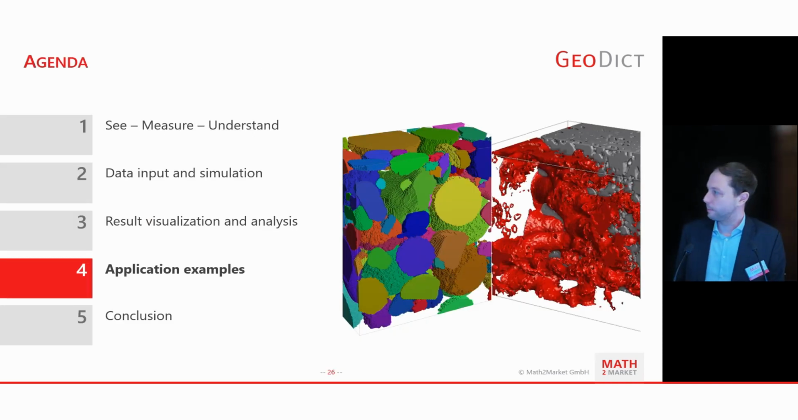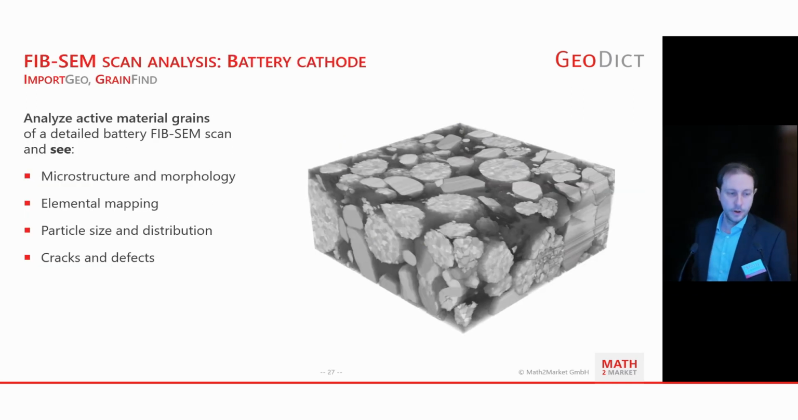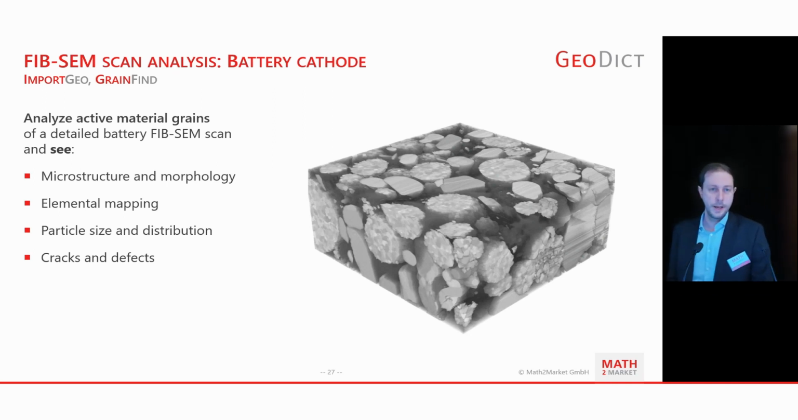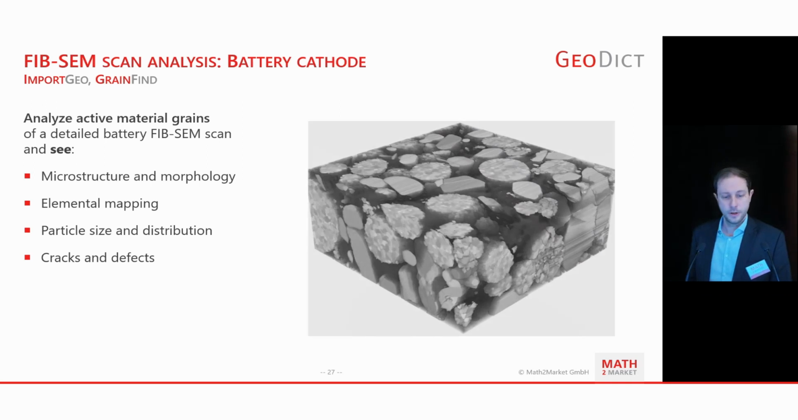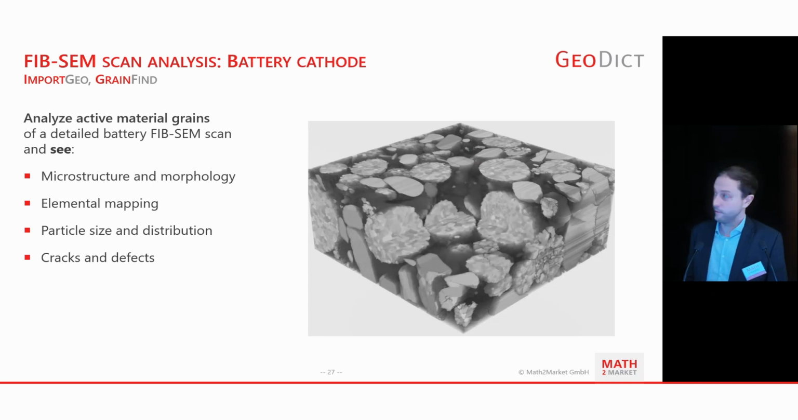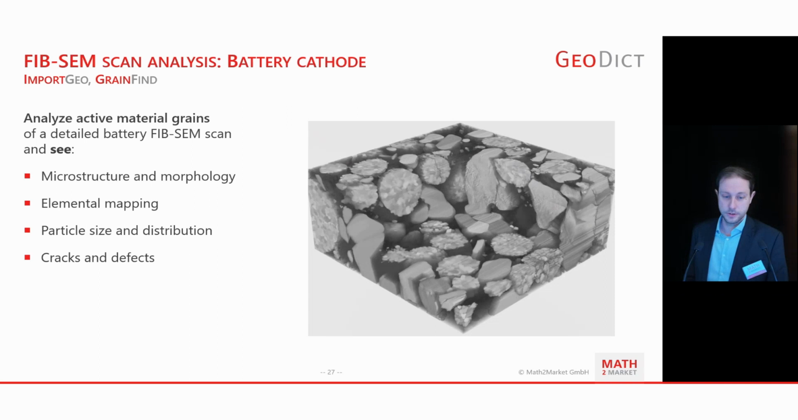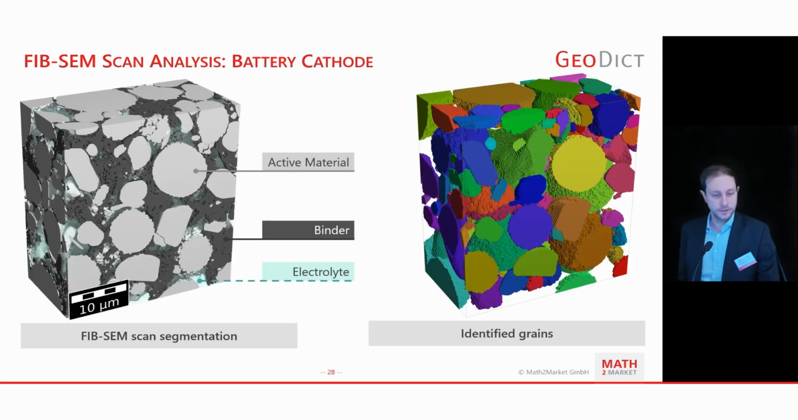Let me show you some application examples of how these visualization tools have been used. First, here I have a FIB-SEM scan analysis of a battery cathode. Here we analyze these active material grains to see the microstructure and morphology, can do some elemental mapping, we see the particle size and distribution, and we can even see some cracks and defects. Input data for this example is a FIB-SEM scan, a gray value image that we just imported into GeoDict. And here is the result.